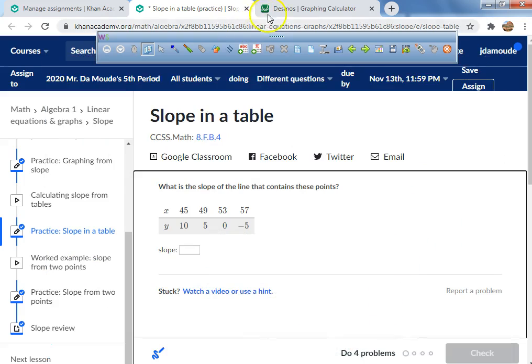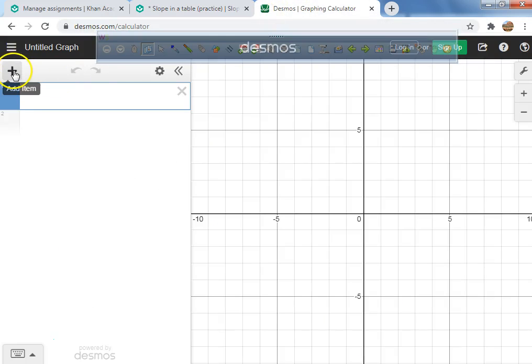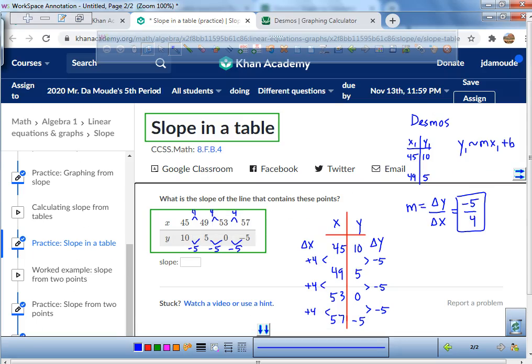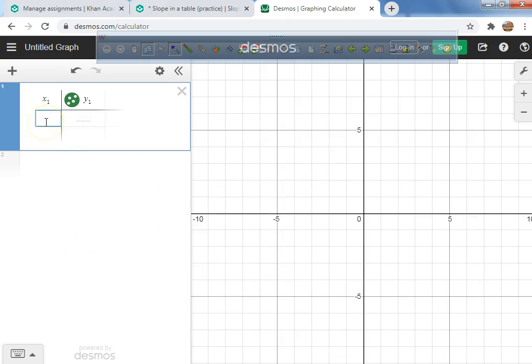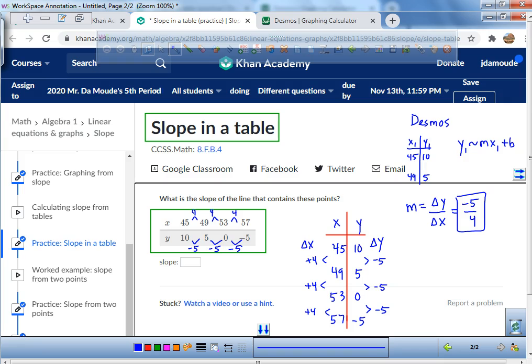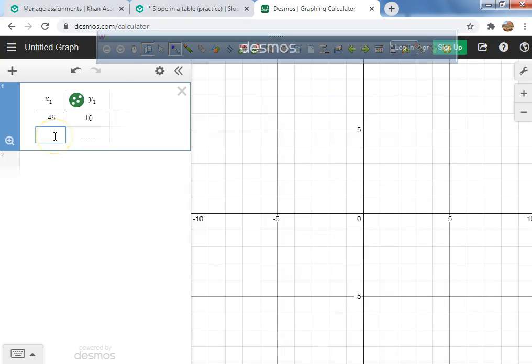So here we go. I'm going to go to Desmos. You're going to go over here where it says table. We're going to add an item. We're going to make a table. And if we look back at it, it was 45 and 10. So I'm going to type in a 45, not a negative 40, but a 45 and a 10. And then I had a request for a 49 and a 5. So I'm going to put 49 and 5.